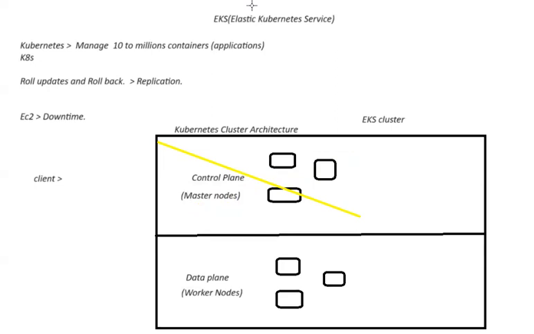Now, in order to avoid managing the control plane, which service does AWS provide? Elastic Kubernetes Service. So the control plane and the master nodes that we have, do we need to control those? No. Do we need to manage those? No. So who will manage them for us? AWS, by using the EKS service, right?